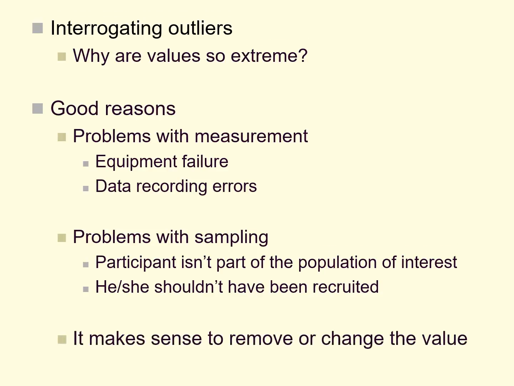So if these types of reasons exist for your extreme data, it may make sense to remove the values that are offending or outlying, or to replace them with some of the other less extreme values. And I think it's important as a researcher to be very honest with yourself about this. It's not just enough to find outliers, but it's important to ask, why are they outliers?